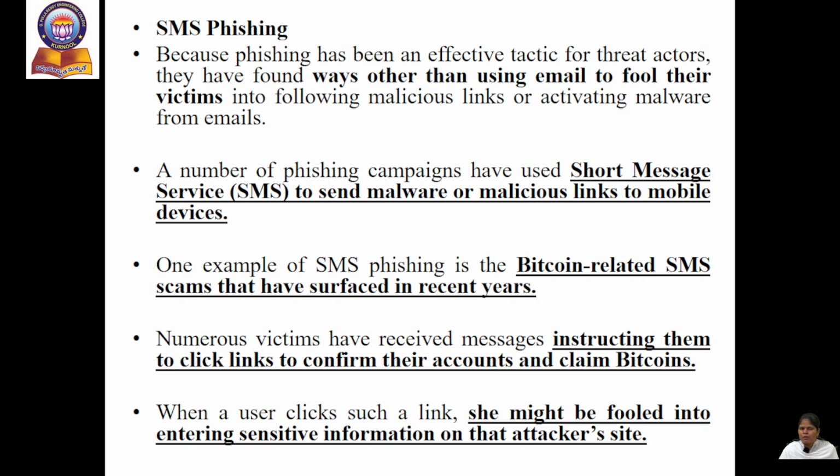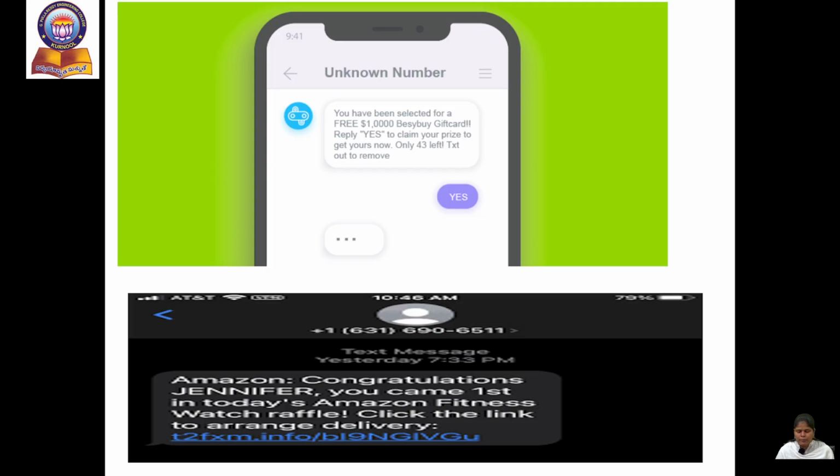One example of SMS phishing is the Bitcoin related SMS scams that have surfaced in recent years. Numerous victims have received messages instructing them to click the links to confirm their accounts and claim the Bitcoins. When a user clicks on a link, she might be fooled into entering sensitive information on the attacker's site. So this is a simple example.